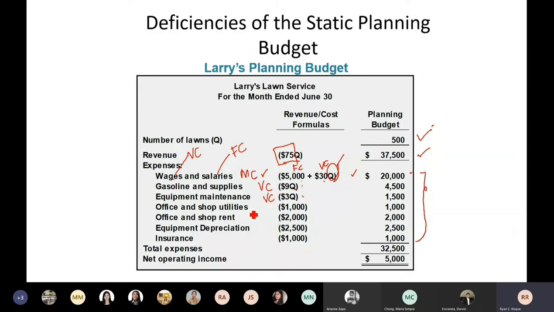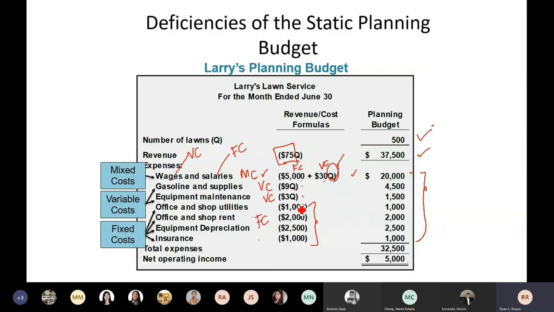And then the office supplies, office and shop rent, depreciation, insurance, kung makikita nyo po, fixed amount. And these are your fixed costs. Okay, so nilagyan ko rin yan ng label. Ayan. So ito yung static budget natin. Pag gumawa tayo mamaya ng flexible budget, it is important that you know kung ano yung variable at fixed. Because yung fixed natin, tulad ng sabi natin, hindi magbabago within the relevant range. Yung variable cost natin would be adjusted. So it depends on the number of lawns that we're going to mow.